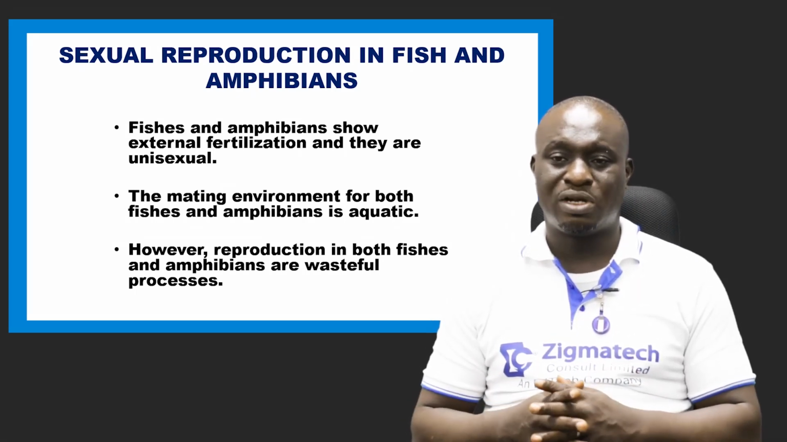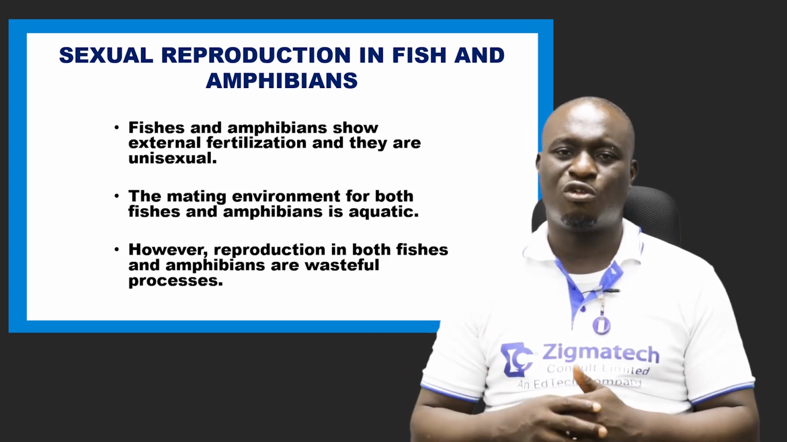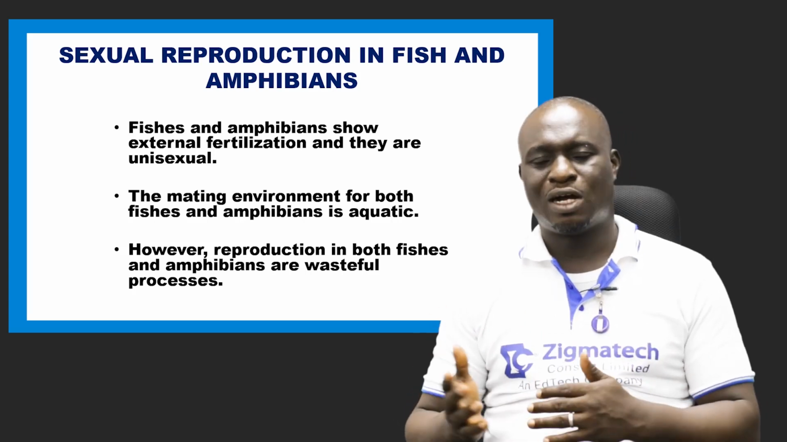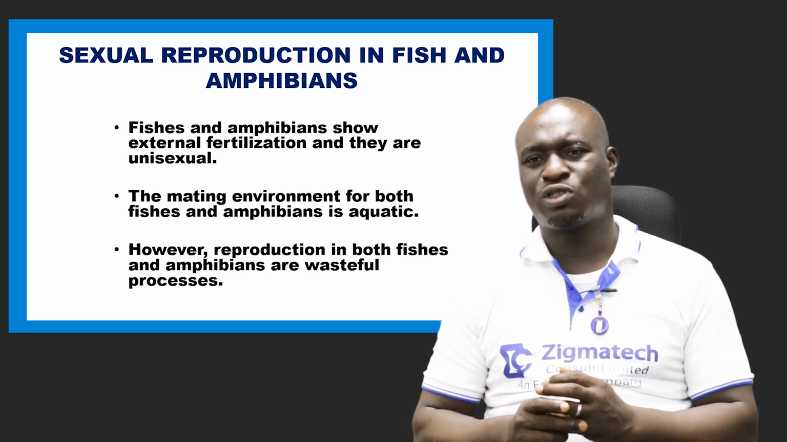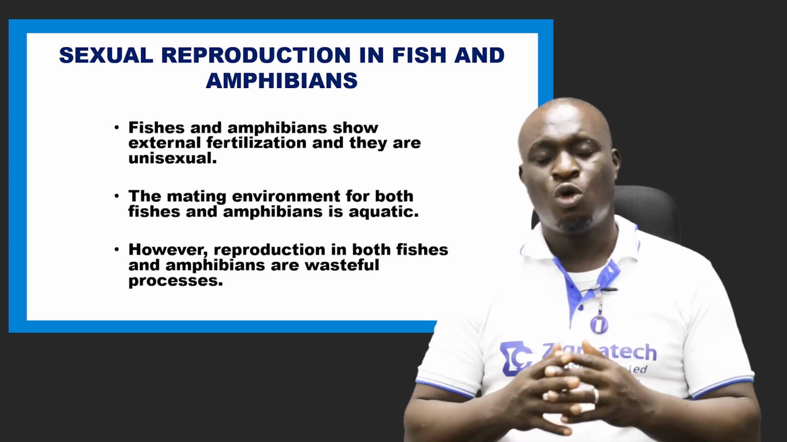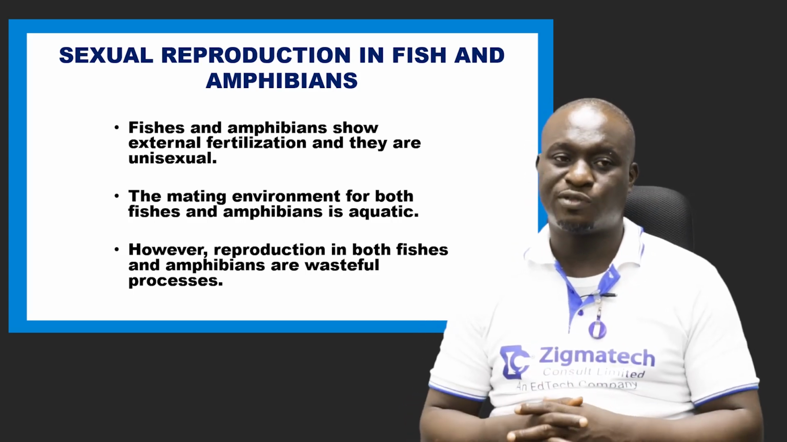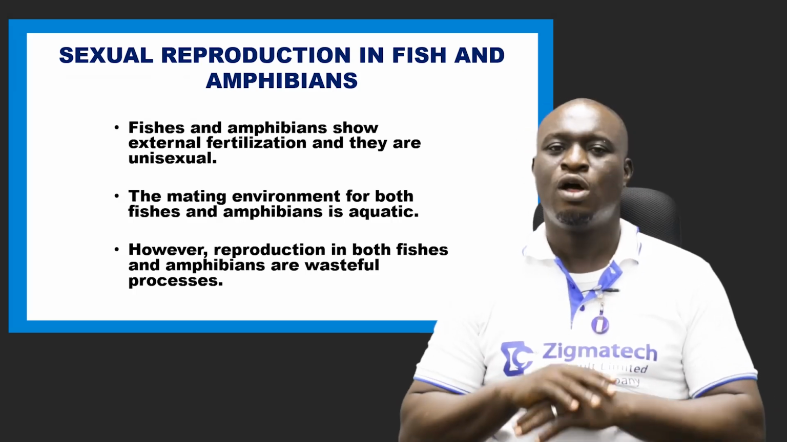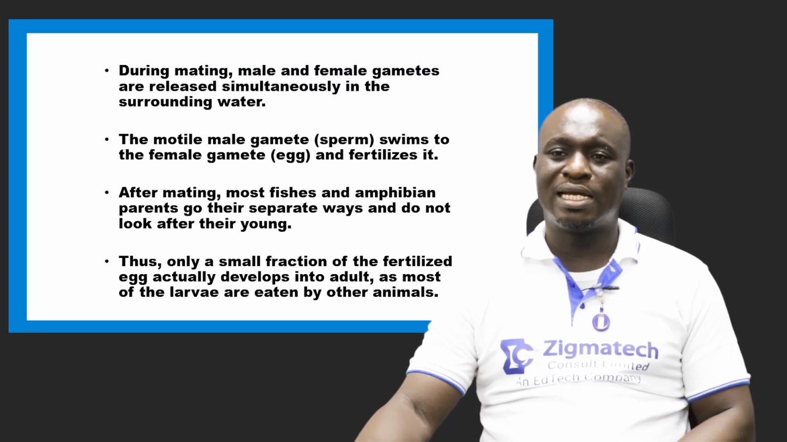They don't enjoy parental care. And that's why most eggs of fishes and most eggs of amphibians are lost or killed by other animals, or eaten by other animals. And we can call that kind of process, or their sexual reproduction, a wasteful process, because there is no parental care, zero parental care.